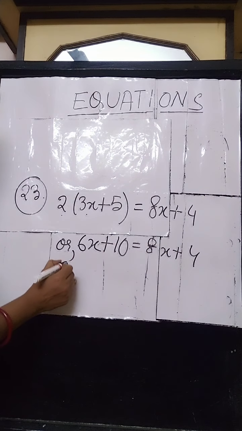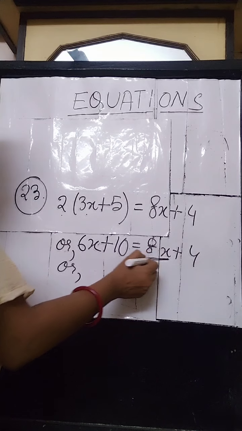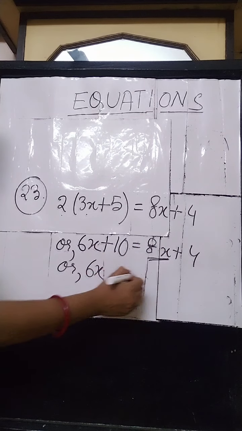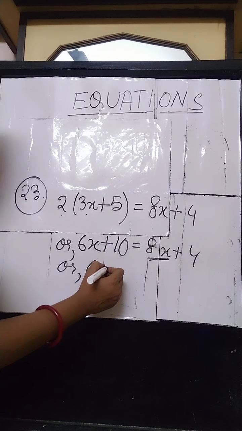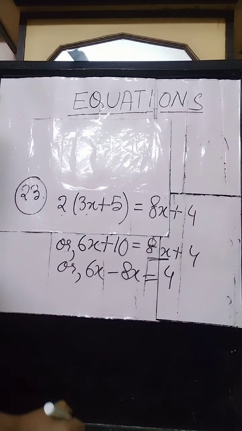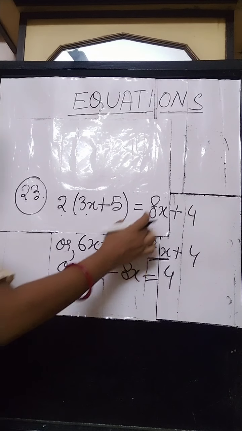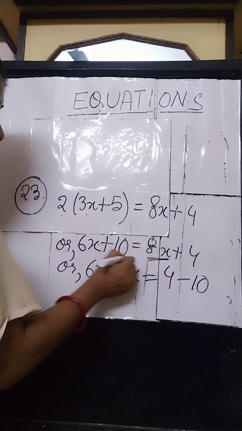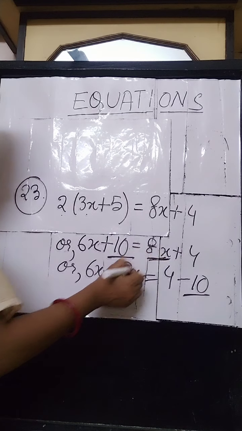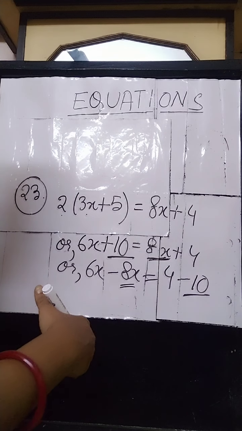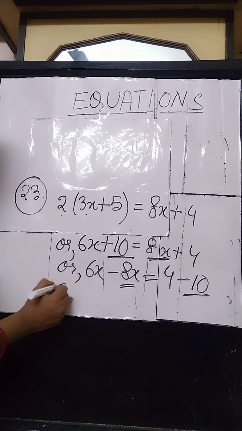Now what you will do is change the position. 8x you will bring from the right hand side to the left hand side, so by bringing 8x across, the sign will automatically change. So 6x minus 8x is equal to 4, which will be as it is, and 10 will shift its position to the right hand side, so 4 minus 10. You can see that plus 10 becomes minus 10 and plus 8x becomes minus 8x, because I have told you whether it is a constant or an algebraic variable, by changing its position to the other hand side, the sign will get reversed.